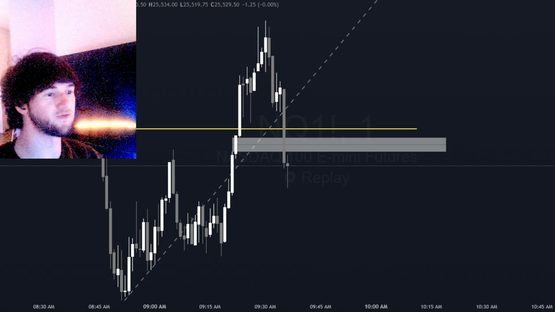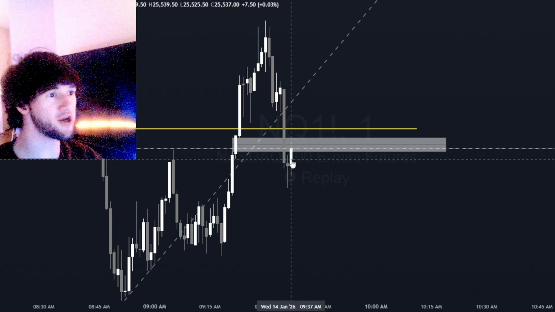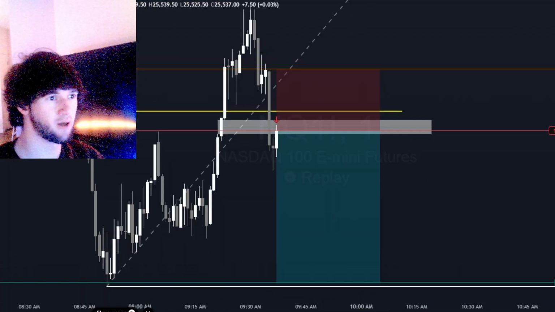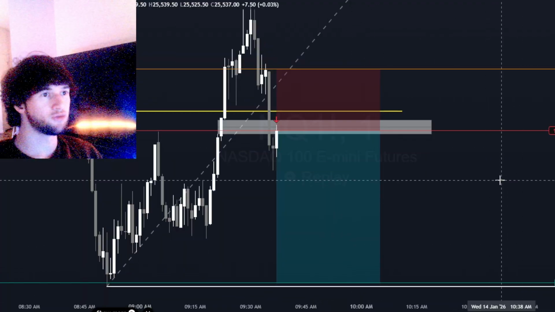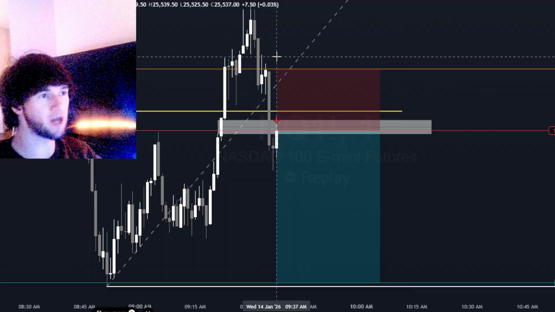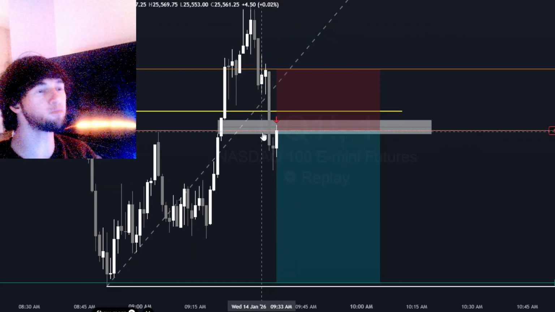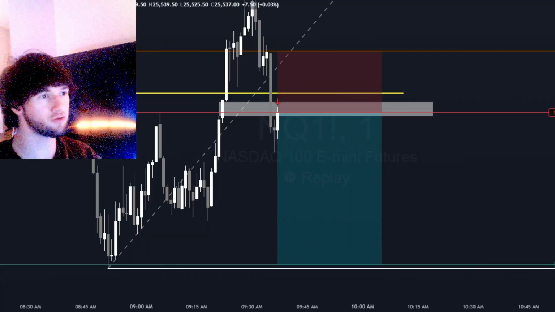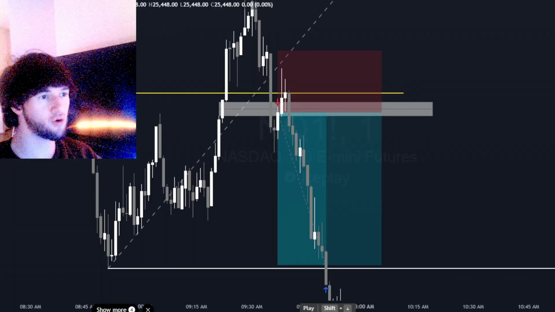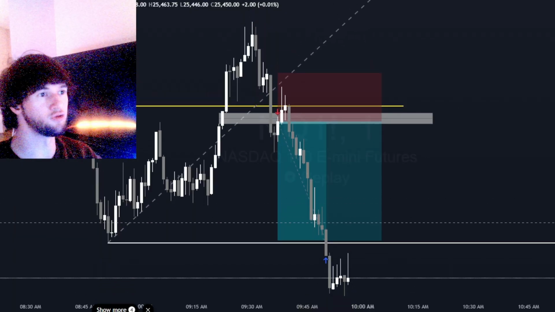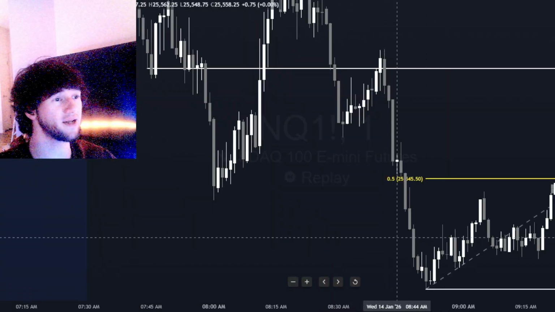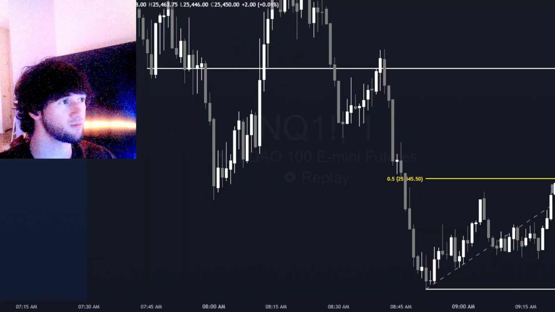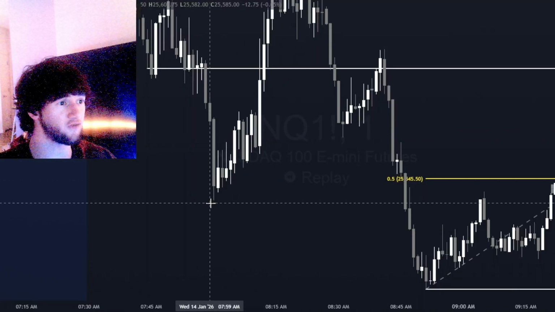And once it gets inverted, you wait for the retest candle to close. From right here, you would take a trade. Once you take your entry, you would set your stop loss to the top of the candlestick that inverted the gap. And then you would set your take profits at the previous low. And it's that simple.